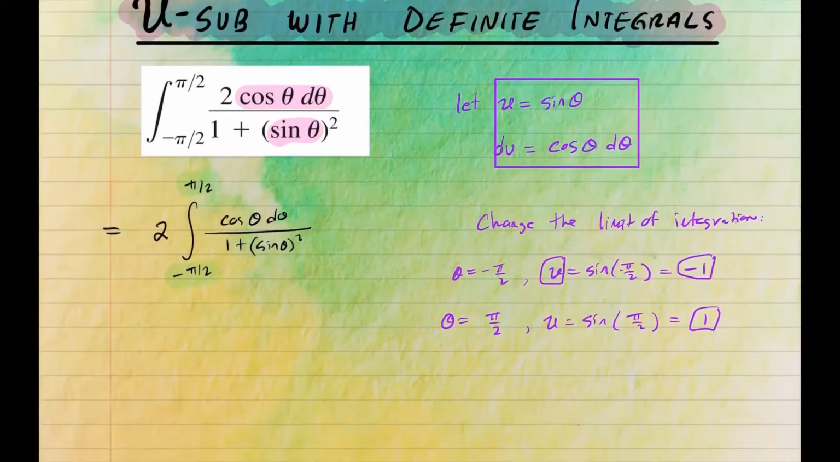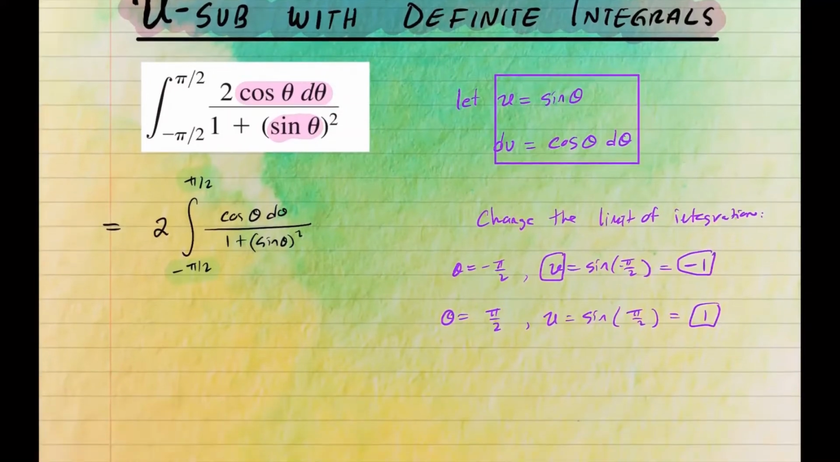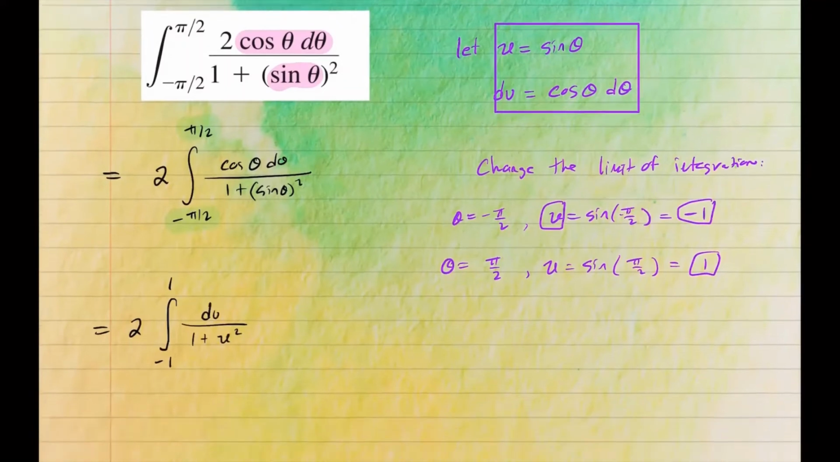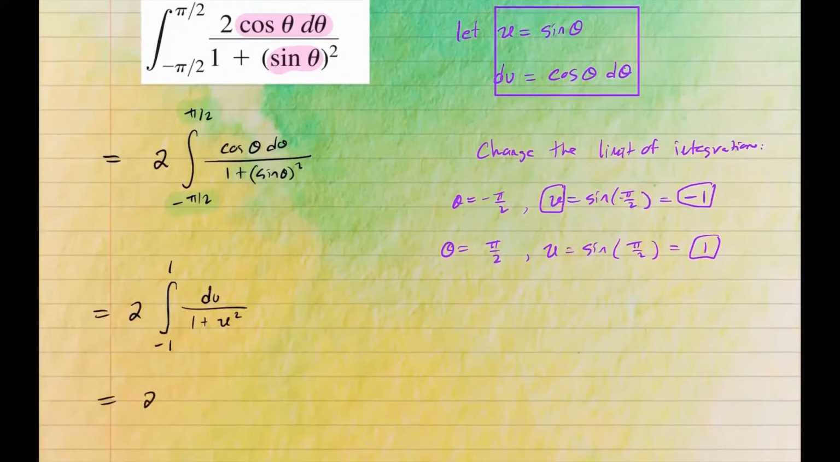So now let's go ahead and rewrite the integral. Our integral is going to be 2 times the integral from negative 1 to 1 of du over 1 plus u squared. And we know this is an inverse tangent, so you should also be familiar with that. This integral is tangent inverse of u, and we're going to take it from negative 1 to 1.